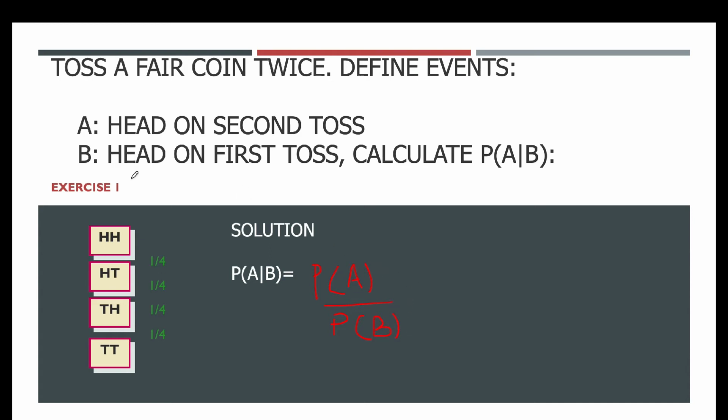Head on second toss, how many? Only one, right? So it's going to be 1/4, divided by head on first toss. How many? 1/4 plus 1/4. So it's going to be equal to 1/2. So this is the value. You can calculate it by yourself. It's simple math, right? Okay.